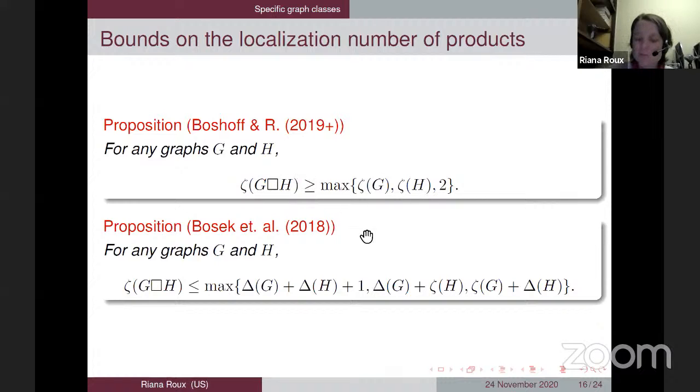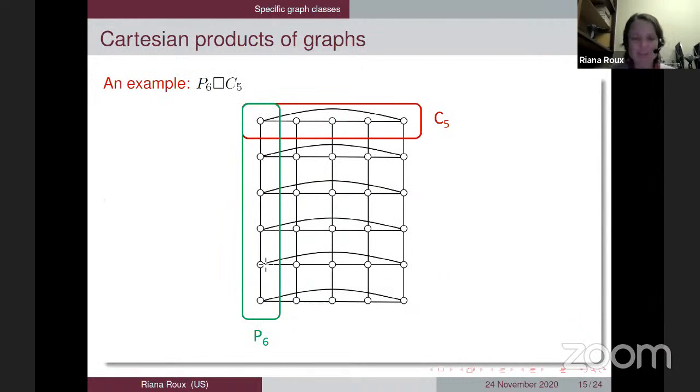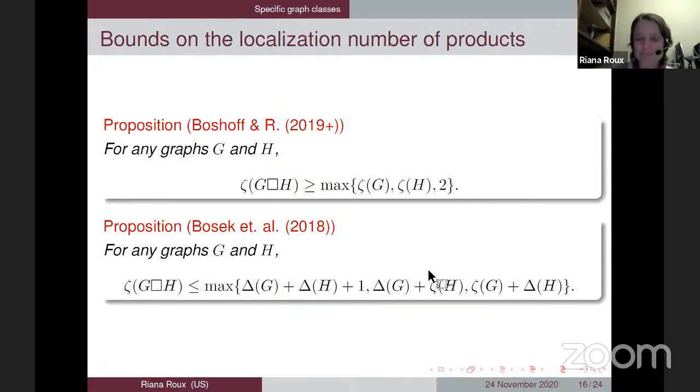And the reason why this works, if we can just go back. Why doesn't it want to go back? There we go. If I probe less than the localization number of my graph, then the robber can hide in that copy of, let's say, C5. So it can always hide in here if I probe fewer vertices than the localization number of that graph.